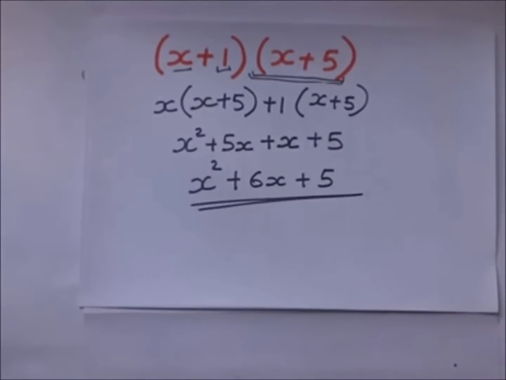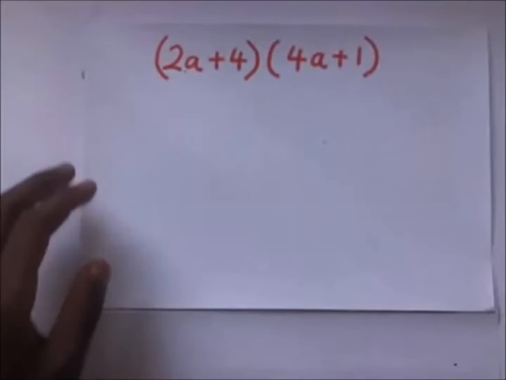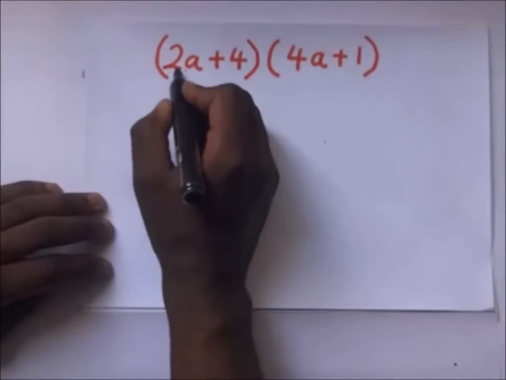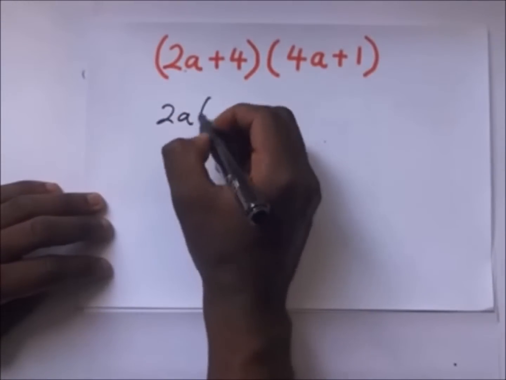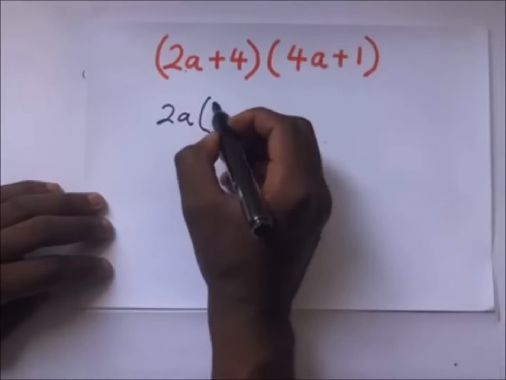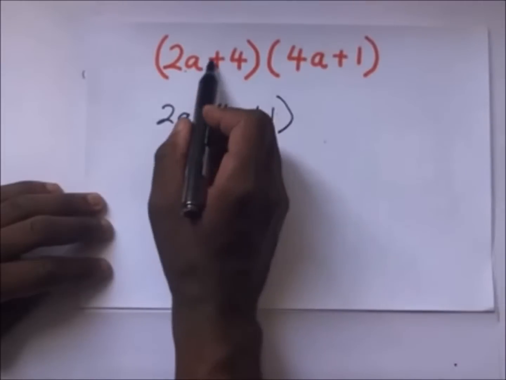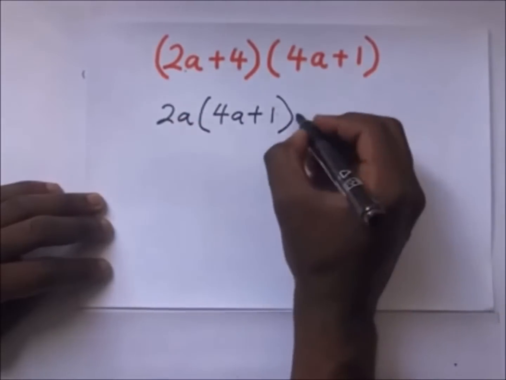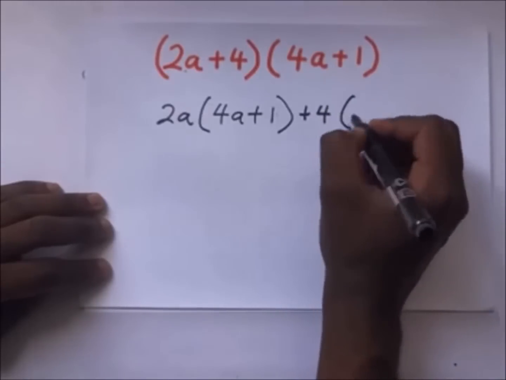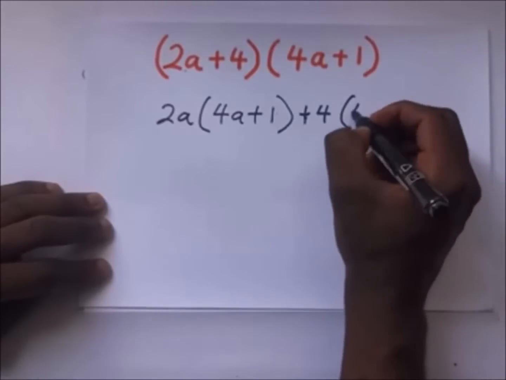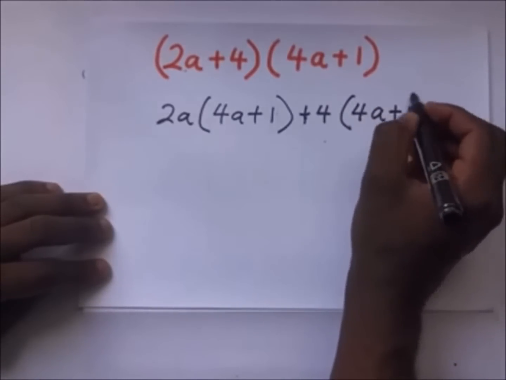We end up actually with a quadratic expression. Looking at the next, we are still going to do pretty much the same. We shall get the first term, which is 2a, multiplied by everything in the second bracket, which is 4a plus 1, then plus 4, positive 4, into, multiply positive 4 by everything in the second bracket, which is 4a plus 1.